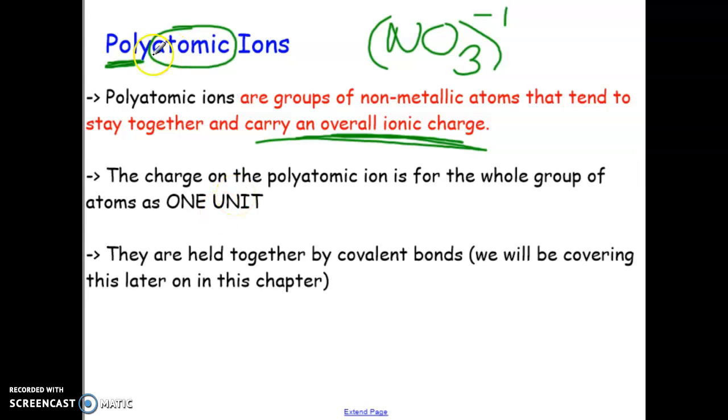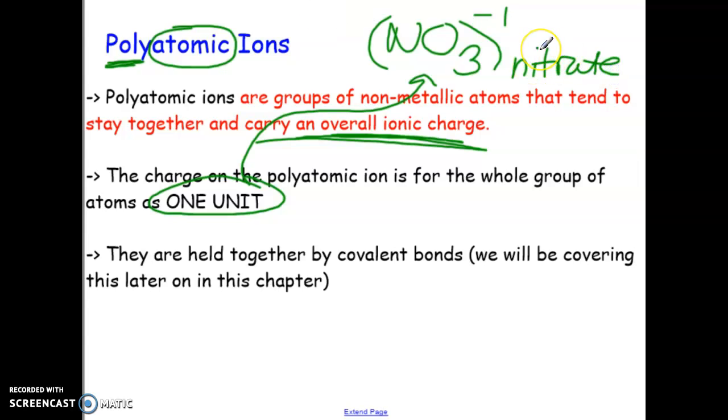Whenever you're dealing with polyatomic ions, you have to think of them as being one unit. So this NO3, it's not nitrogen and oxygen separately. It's thought of as one little cluster of atoms. The name of this one is nitrate. Every polyatomic ion has its own unique name. And we saw nitrate in the ecology unit when we talked about the nitrogen cycle.